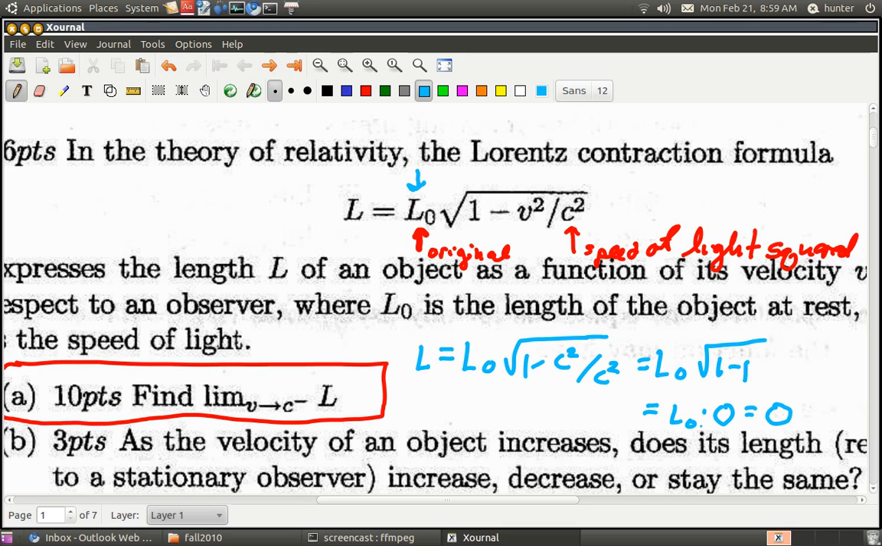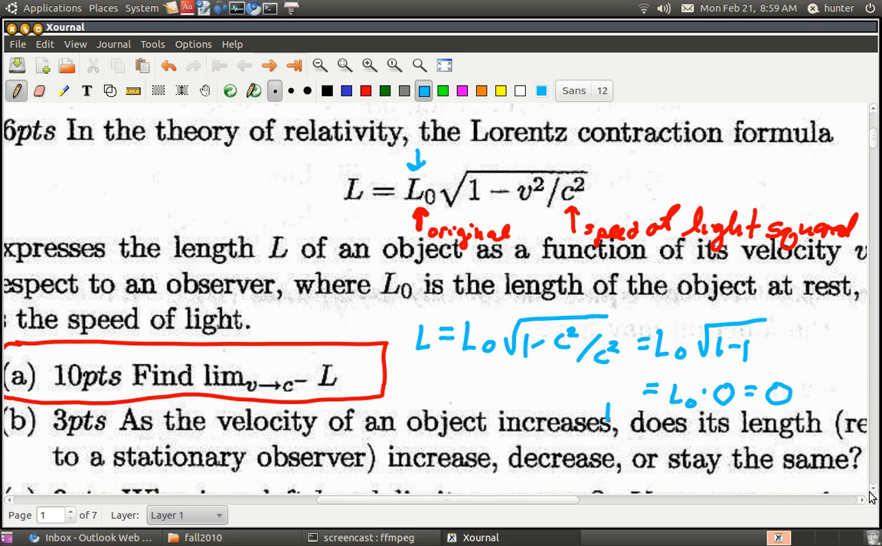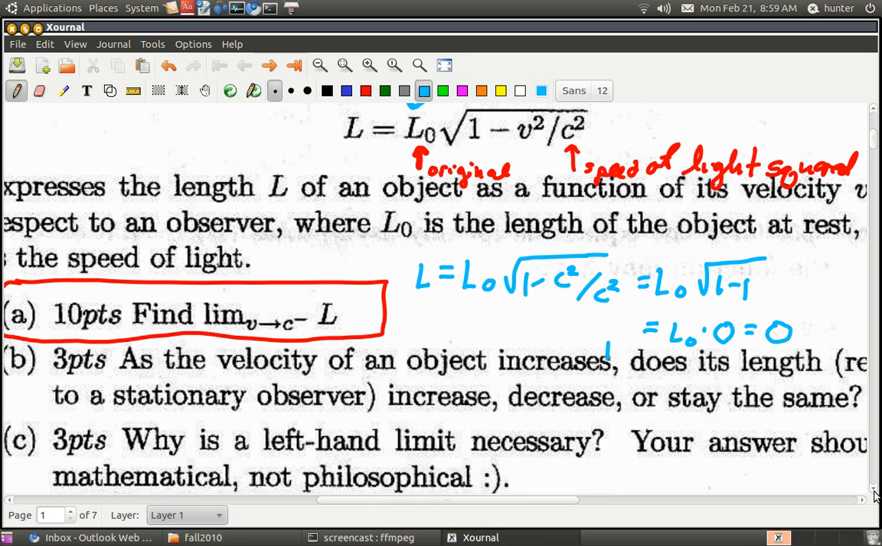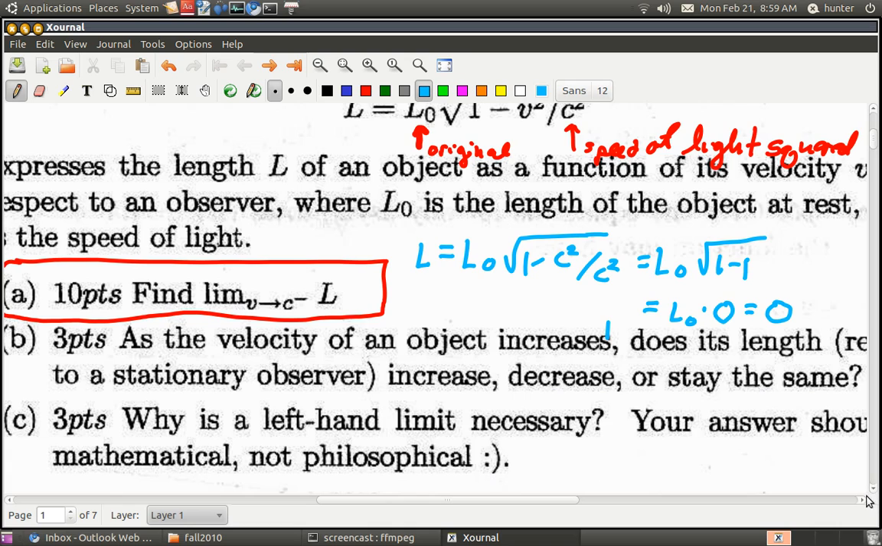Alright, so I think we've really already done this whole problem. B says, as the velocity of an object increases, does its length relative to a stationary observer increase, decrease, or stay the same? And we just saw that as the object's velocity increases, this formula is telling us that its length goes to 0. So the answer to part B is decrease.